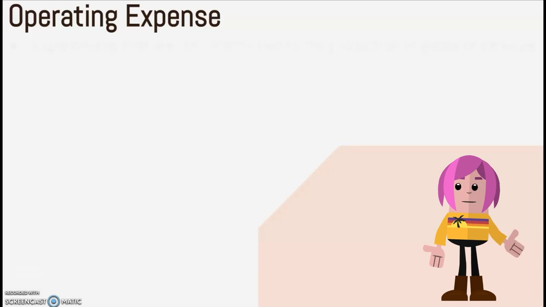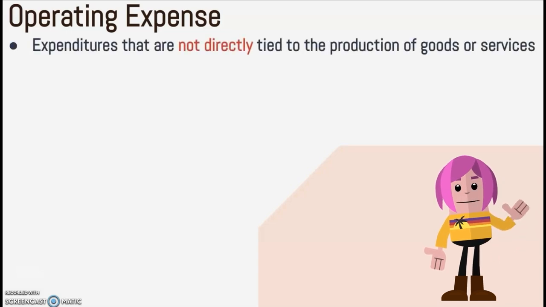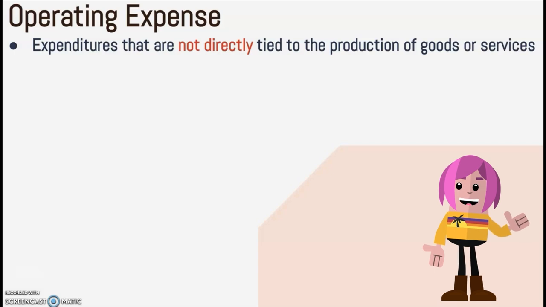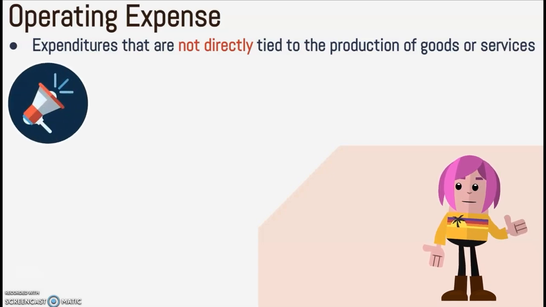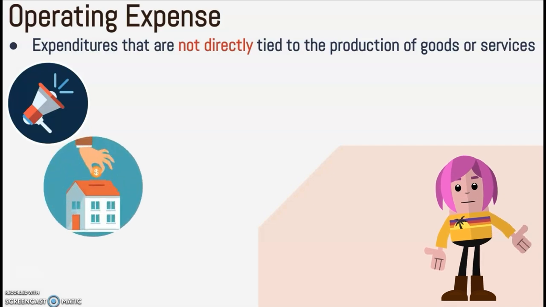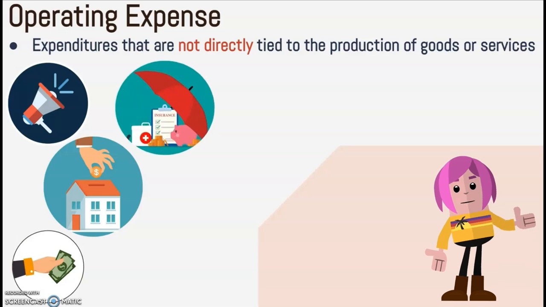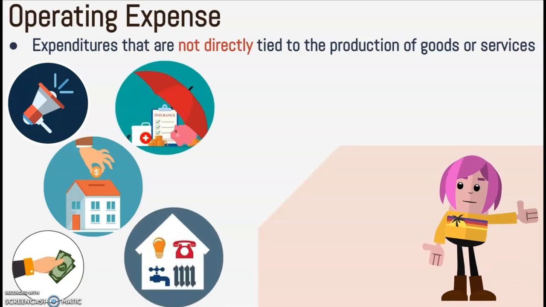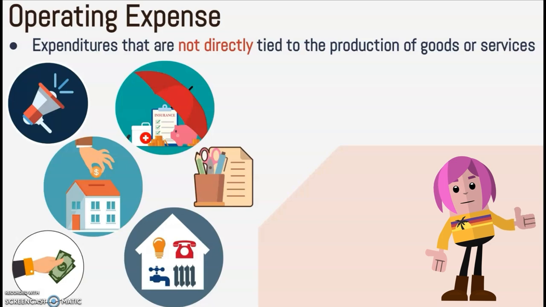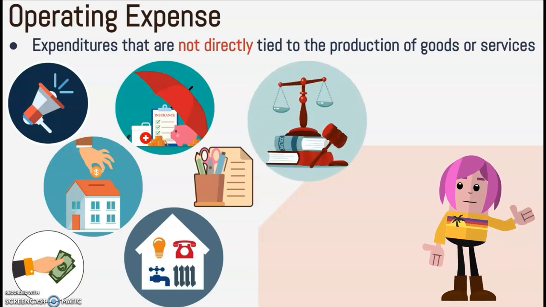Operating expense refers to expenditures that are not directly tied to the production of goods or services. Examples include sales and marketing, rent, payroll, insurance, utilities, office supplies, and legal costs.